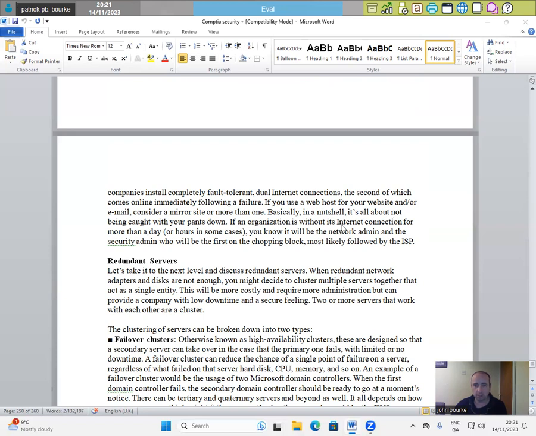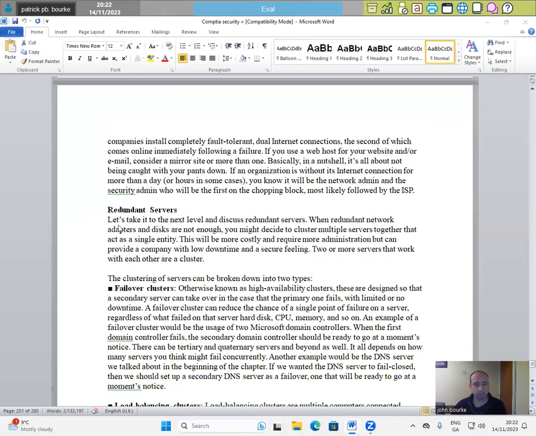If an organization is without its internet connection for more than a day, or hours in some cases, you know it'll be the network admin and the security admin who will be first on the chopping block, most likely followed by the ISP. Redundant servers.